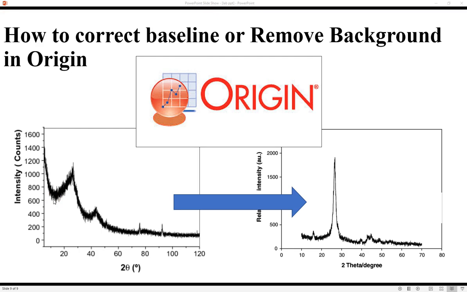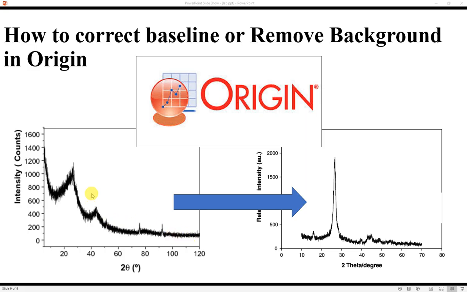Hello guys, so today we will learn how to correct baseline or remove background in an XRD or some XPS or FTIR graph using Origin. And this mostly occurs in XRD machine data. If you draw the graph directly from the XRD machine, then curves like this will appear. The curves start from very high intensity and then it becomes normal once the test is completed.